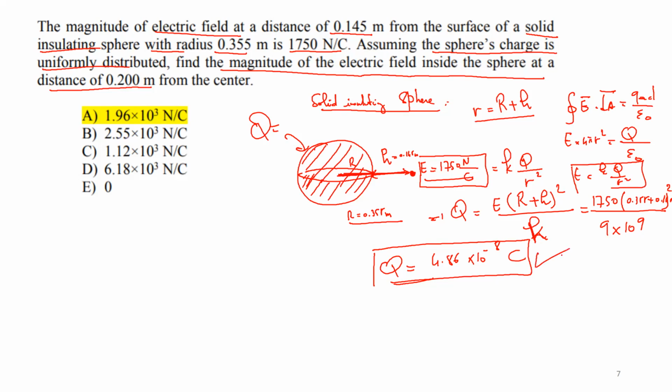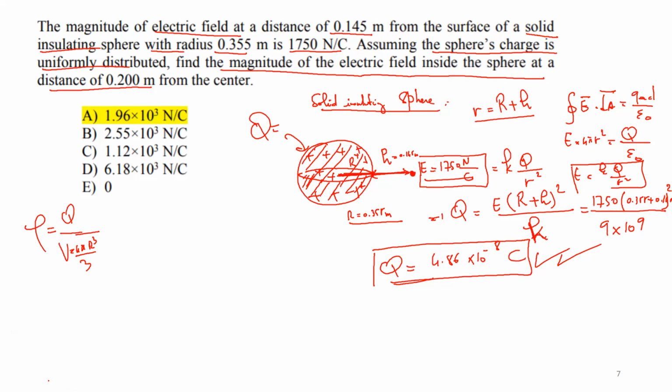So Q is this, I know Q. And it's uniformly distributed, it's an insulating sphere. So inside I have charge and everything is uniformly distributed. So I can define a volume charge density. The volume charge density will of course be the total charge divided by the total volume, which is 4 pi R cubed divided by 3. But I'll come back to that in a second.